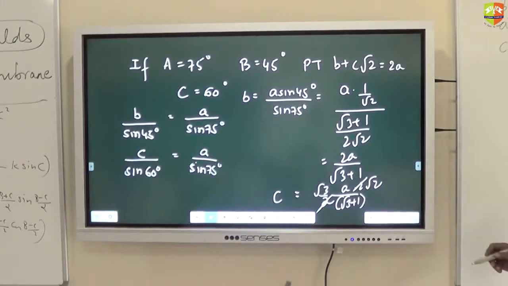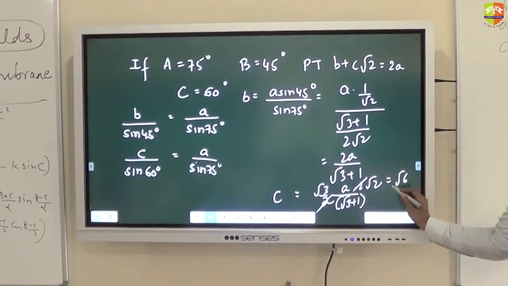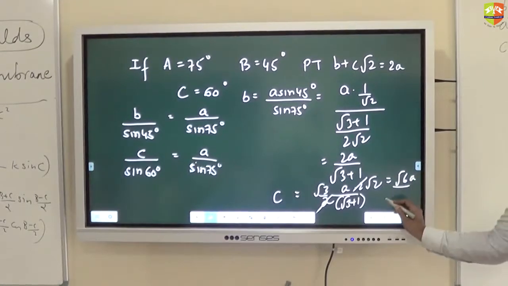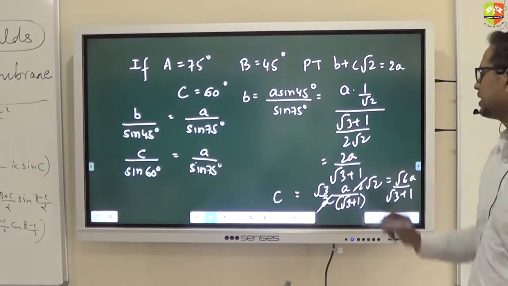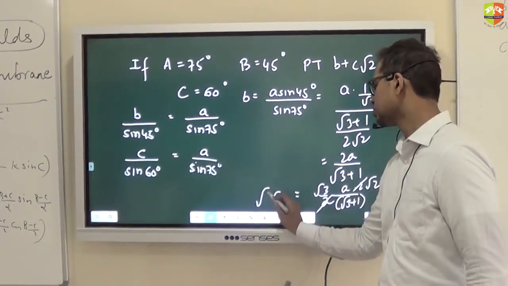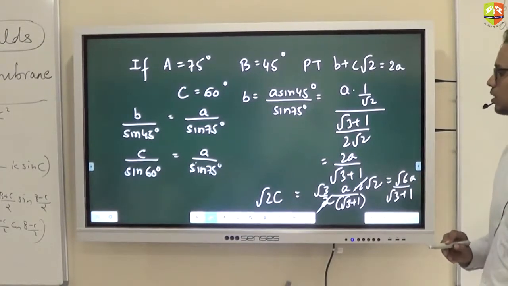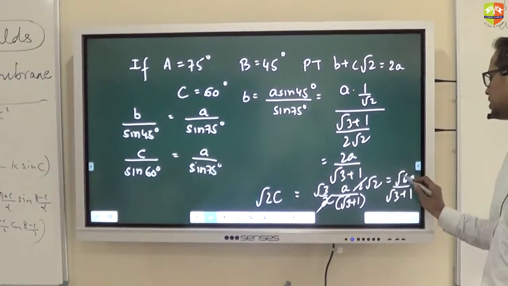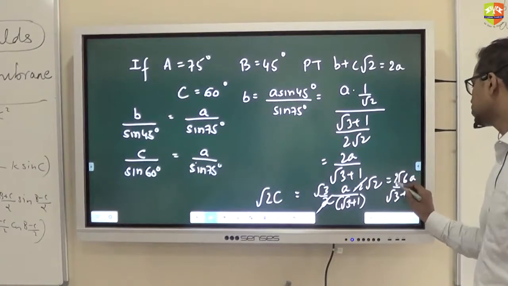Can I move on to the next question? Yeah. So this is root 6 A by root 3 plus 1. Now they have said root 2 times this. So you can multiply this with root 2 also. So multiply this with root 12 becomes root 12. Root 12 is 2 root 3. So you can write this as 2 root 3.